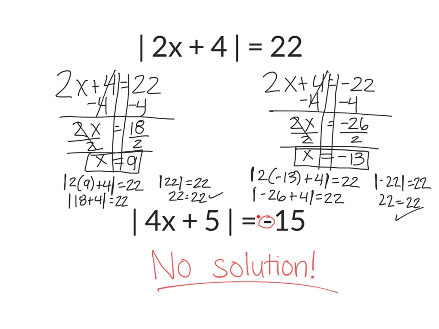Then down here, I noticed that the absolute value was said to be equal to a negative number, and I know it's not possible for this absolute value to equal a negative number, so that would be no solution. So that is how we solve equations that have absolute value in them.